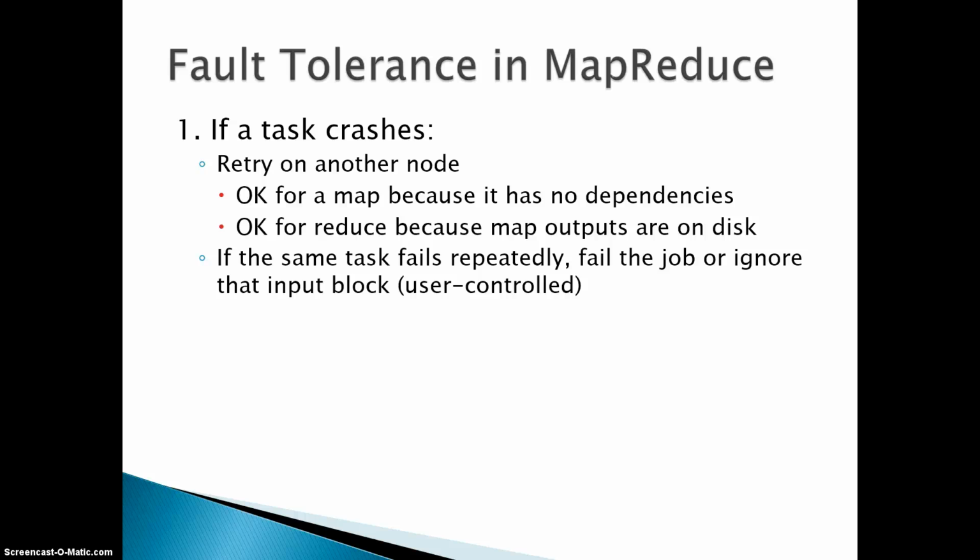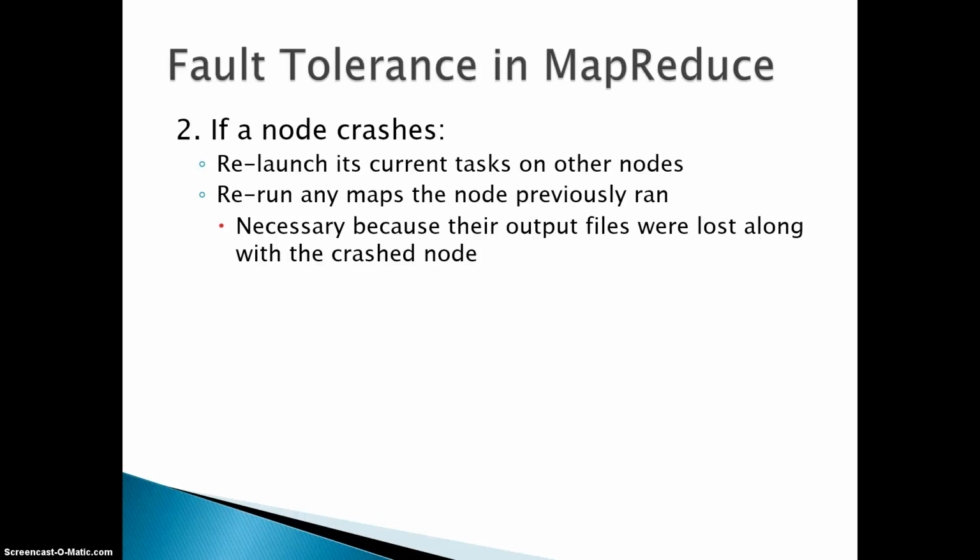Fault tolerance in MapReduce. If a task crashes, retry on another node. This is okay for a map because it has no dependencies, and okay for reduce because map outputs are on disk. If the same task fails repeatedly, fail the job or ignore that input block. If a node crashes, relaunch its current task on other nodes. Rerun any maps that node previously ran. This is necessary because their output files were lost along with the crashed node.